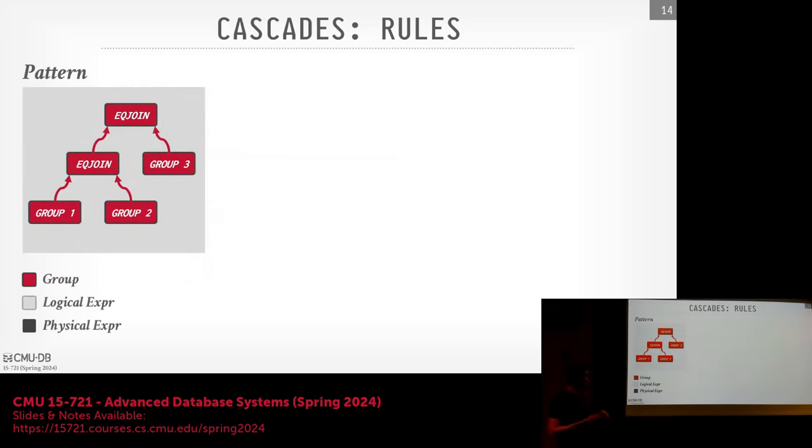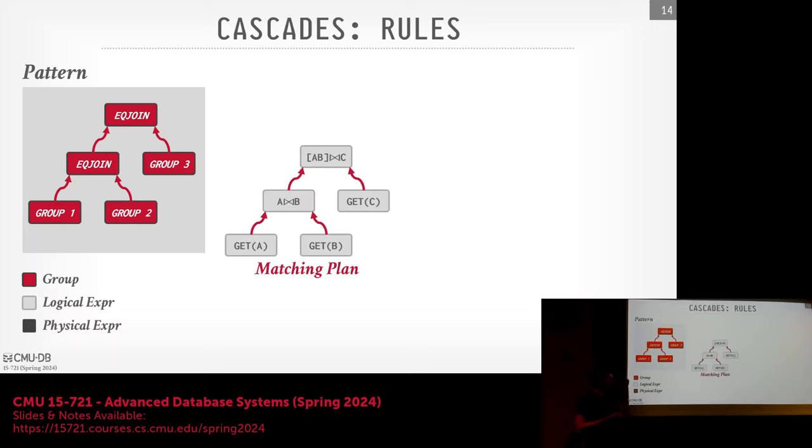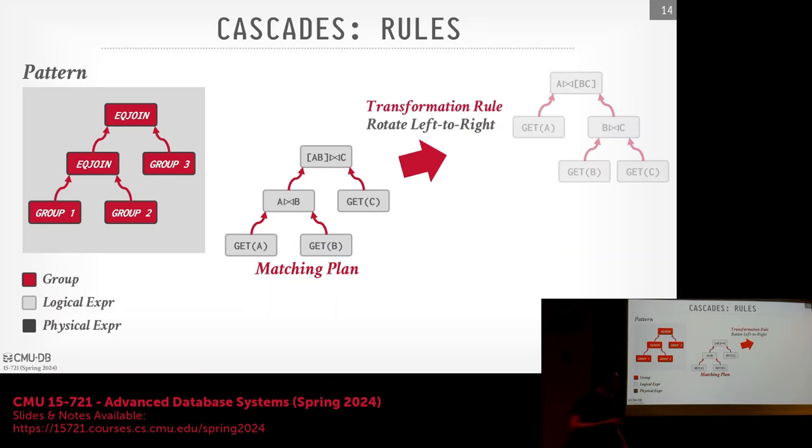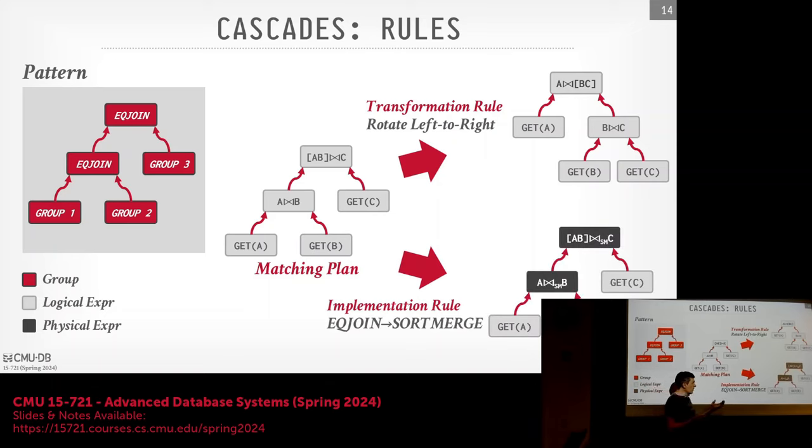So this is the example we saw before. My pattern is to identify when I have two joins across three groups. And then I would have a logical plan that looks like this. And note here, I have the multi-expression that says I'm joining A and B, but then down below me, now I'm specifying join A with B. And then below that, I can specify how I'm accessing the data. So I'm going to have a transformation rule that says just rotate it left to right, or I could have an implementation rule that says convert all the equi-joins that I have in here into a sort merge join or hash join or nested loop join and so forth, right?